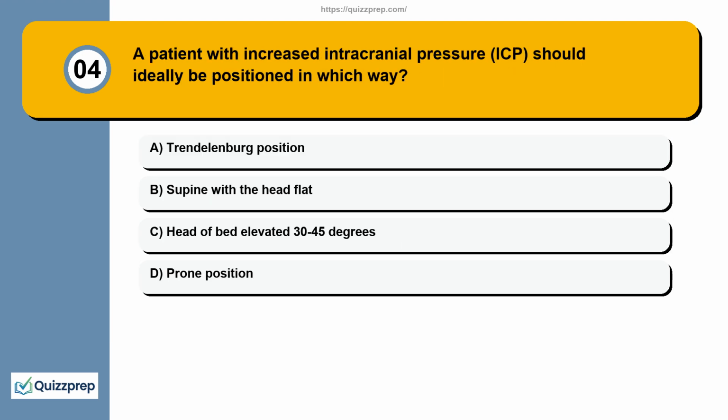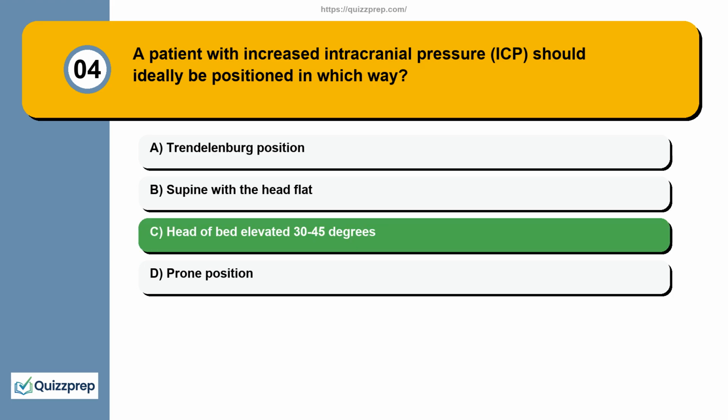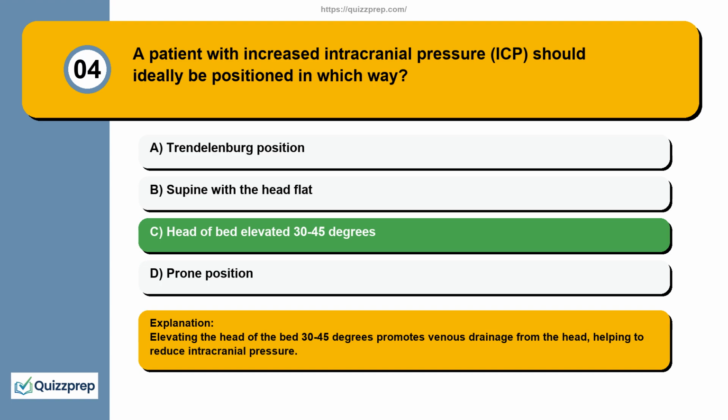Question 4. A patient with increased intracranial pressure, ICP, should ideally be positioned in which way? Here are your options. Option A. Trendelenburg position. Option B. Supine with the head flat. Option C. Head of bed elevated 30 to 45 degrees. Option D. Prone position. The correct answer is option C. Head of bed elevated 30 to 45 degrees. Explanation. Elevating the head of the bed 30 to 45 degrees promotes venous drainage from the head, helping to reduce intracranial pressure.